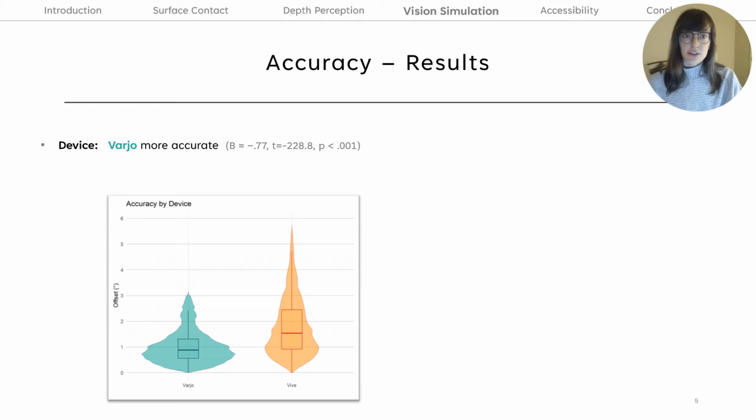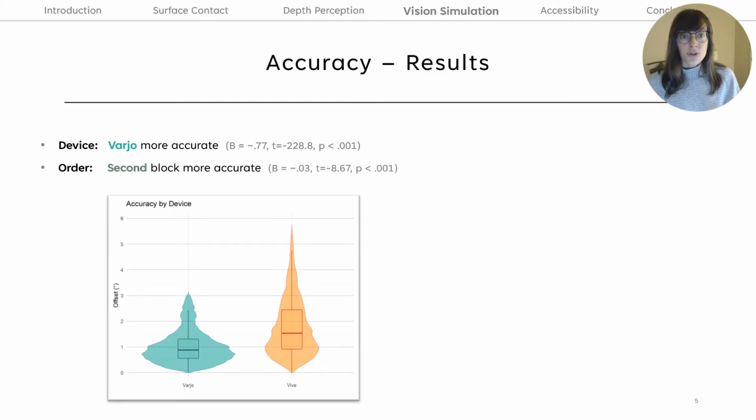Okay, so what did we find? So the mean accuracy across all experimental trials was 1.01 degrees in the Varjo and 1.77 degrees for the Vive. We reported a main effect of device in which gaze position offsets were 0.77 degrees larger in the HTC Vive Pro I than in the Varjo XR3, so Varjo was more accurate.